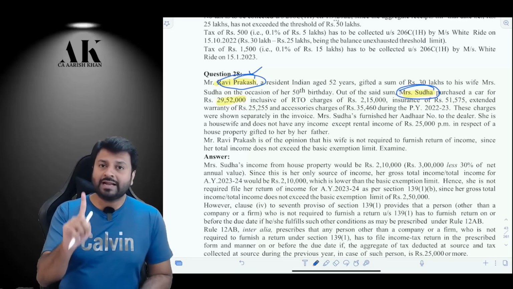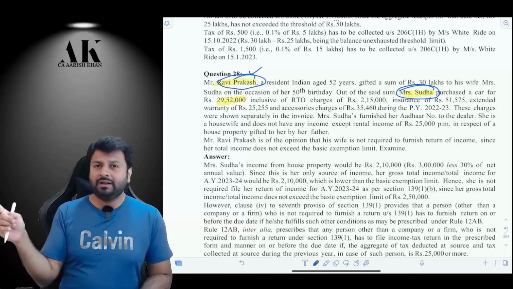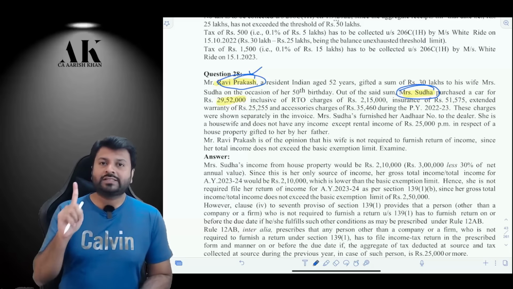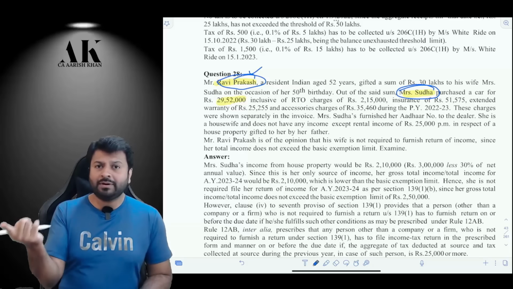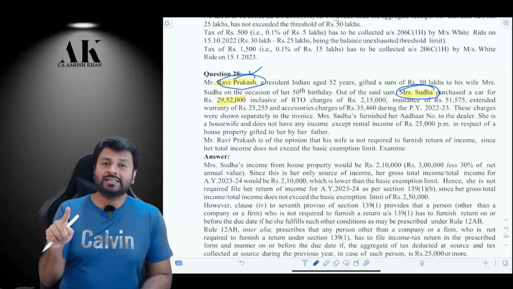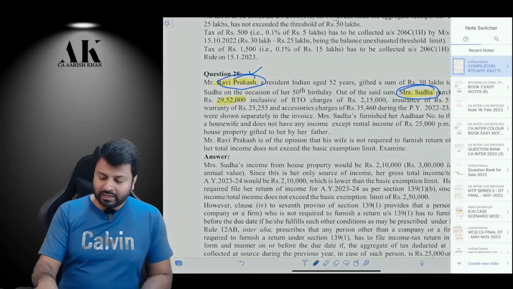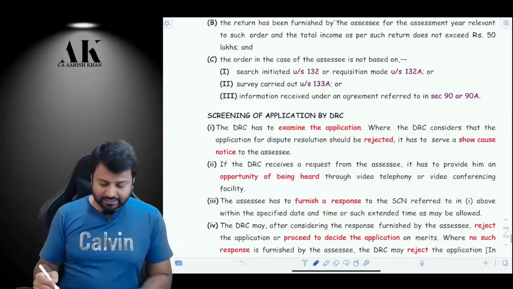So do you remember that there is a specific provision made through a circular and through a separate rule, which says that if any person who is not liable to file the return, but his TDS or TCS is 25,000 or more in a financial year, then that person is also liable for what? Filing the income tax return.